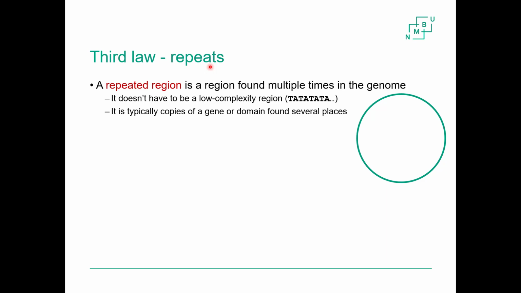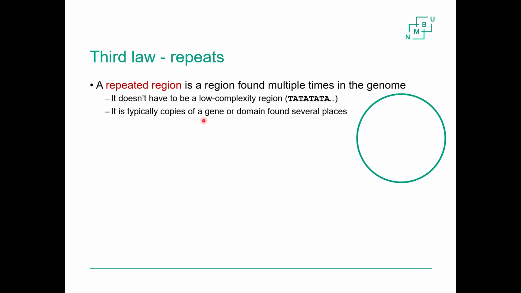The third law is about repeats, which is really the headache when it comes to sequence assembly. So a repeated region is a region of the genome that we find multiple times, right? And you should not confuse it with what we call low complexity regions, where we have a small set of symbols that are repeated over and over again inside the same element, like this, T8. This is not what we call a repeated region.